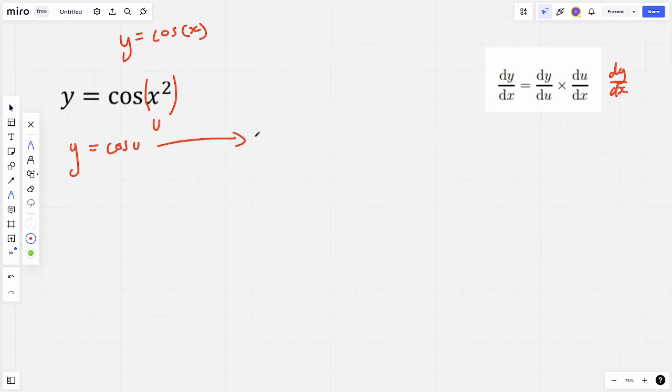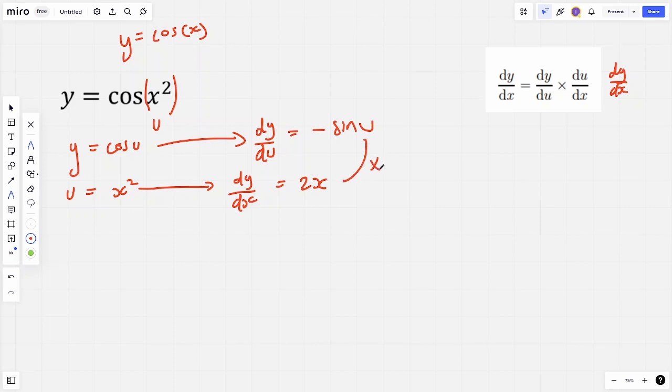Let's differentiate that as normal, dy over du, and that's equal to negative sine u. Now we've got u is equal to x squared, therefore our du over dx is equal to 2x. What do we do? We multiply the two terms on the outside, and that equals minus 2x sine u. In this case u is x squared, so we just put it in. So here's the final answer. So hopefully that's made sense.